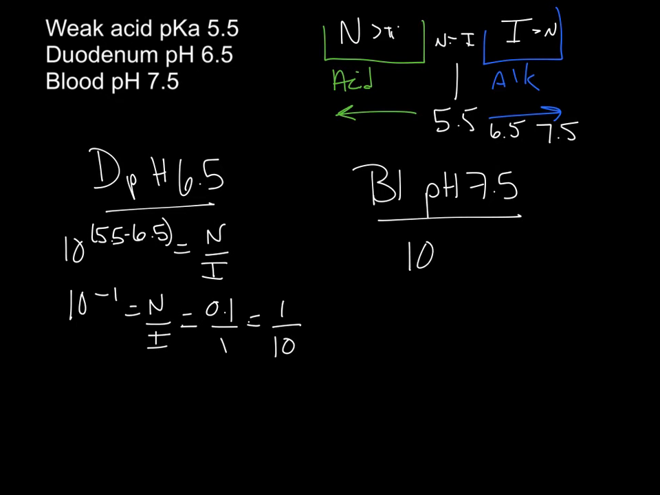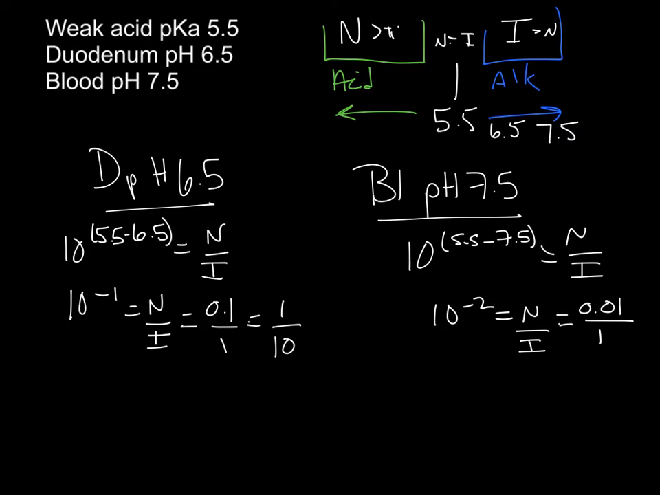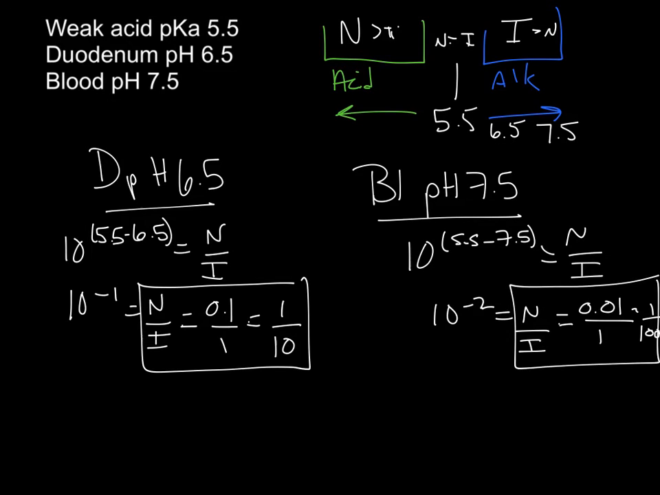Likewise, on this side of the equation, we have our pKa 5.5 minus a pH of 7.5 equals N over I. So 10 to the minus 2 is N over I. And again, 0.01 over 1, or you may be used to writing 1 over 100. I hope you can see that these are equivalent fractions. The relationship between N's and I's is the same regardless of which way you write this.